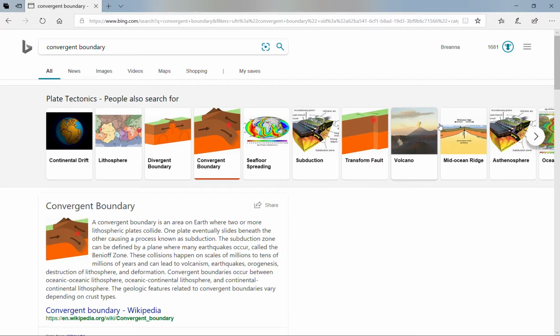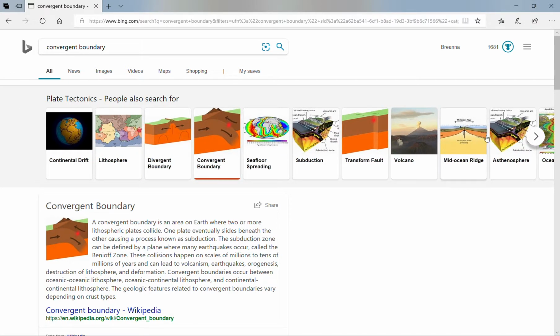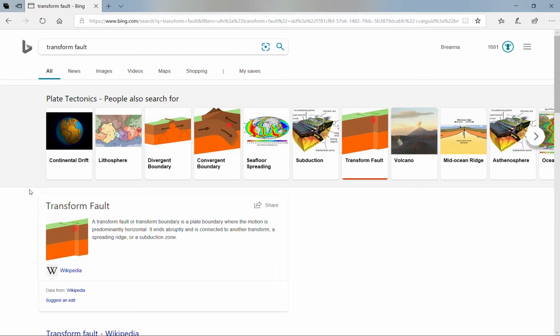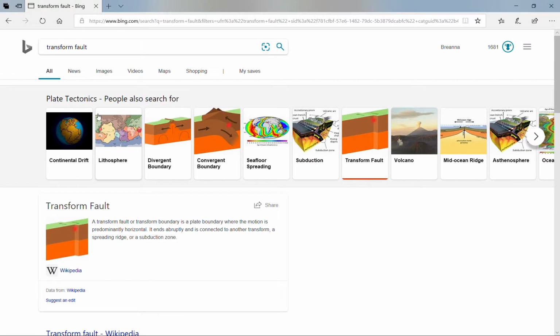And there's one other. Hold on, let me find it. I think it's fault boundaries. Those fault boundaries are where two continents or plates rub against each other and make an earthquake. Yeah, right here, it's transform boundaries. A transform boundary is a plate boundary where the motion is predominantly horizontal. It ends abruptly and is connected to another transform, a spreading ridge, or a subduction zone.